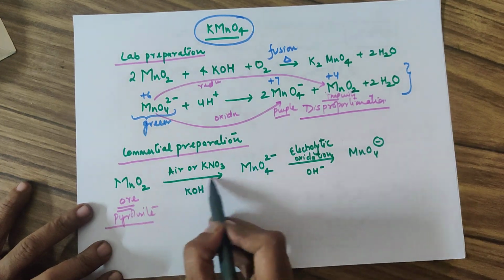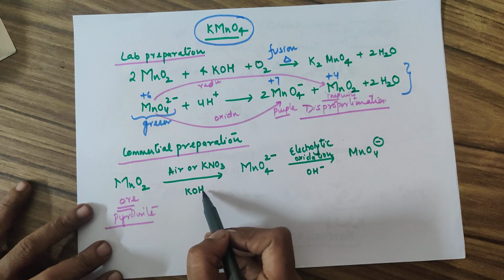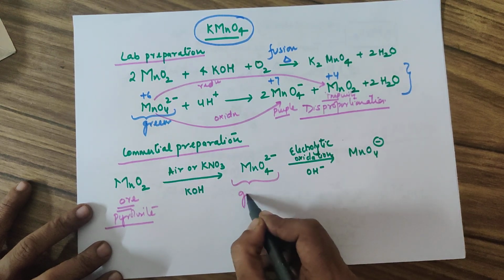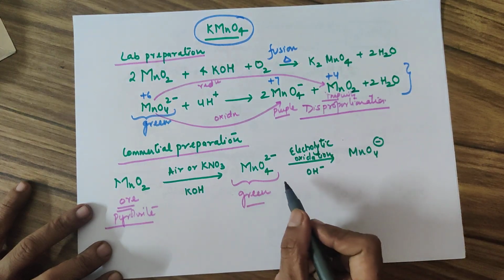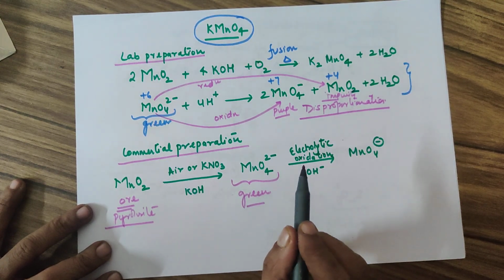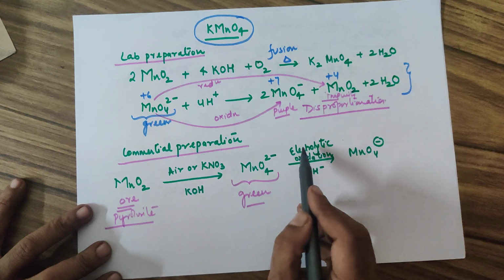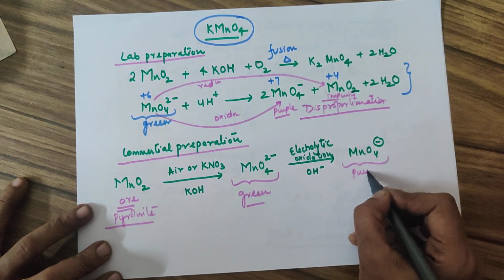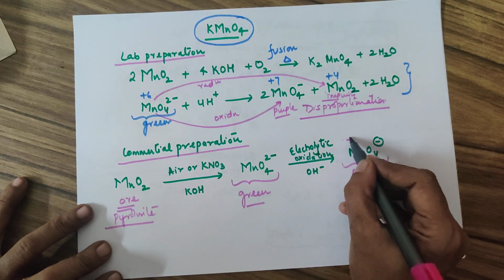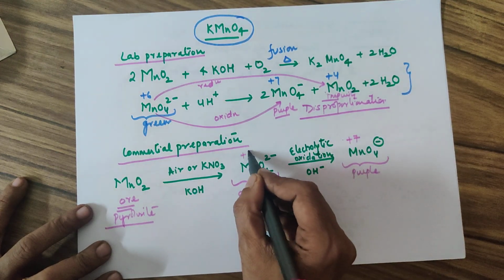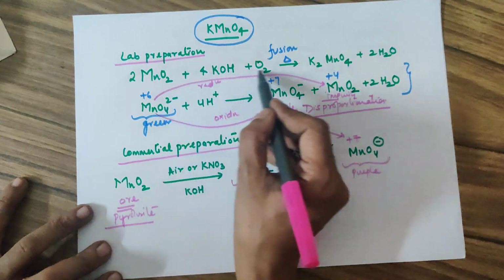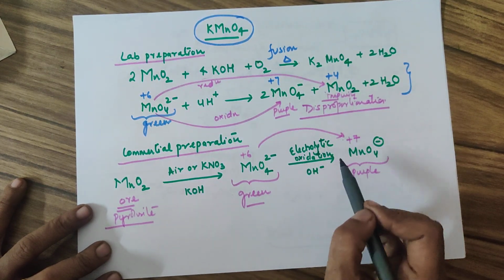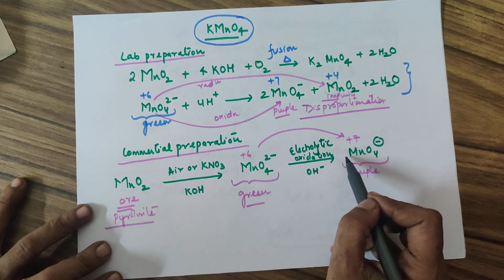This pyrolusite is oxidized by using an oxidizing agent or air in the basic medium, which gives you manganate, which is green in color. It is then made to undergo only oxidation. Electrolytic, using electricity, only oxidation can give you the purple colored potassium permanganate, where the oxidation state is +7, goes from +6 to +7. There is no reduction part in it, only oxidation, because you are doing it forcefully by using electric current. Of course, this is a commercial method.